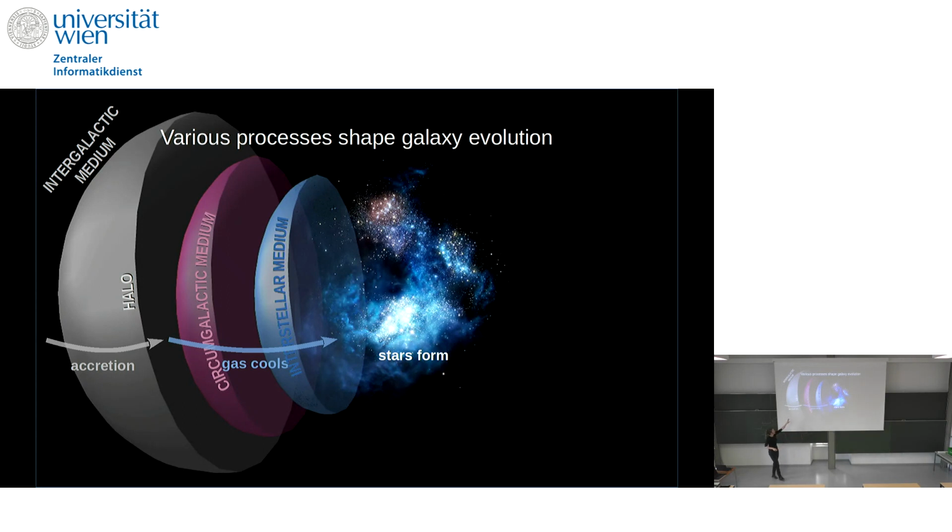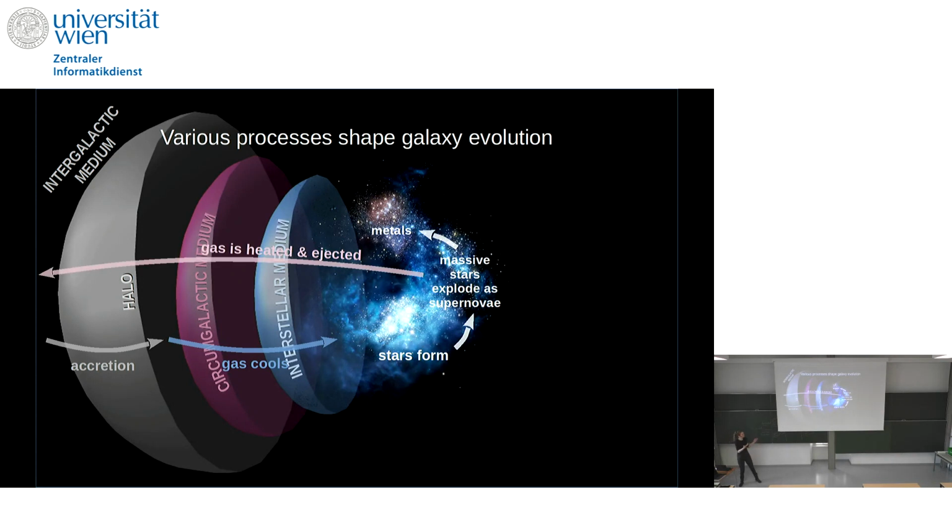So the processes are basically: you accrete gas, the gas cools, stars form. The massive stars explode as supernovae. They enrich the gas with metals. That changes the cooling and therefore the subsequent star formation. If you have more metals, then you form more low mass stars again. But also, because the supernovae inject energy, gas is heated and can be ejected from the galaxy. Therefore you devoid the galaxy of gas, and so you start to shut down star formation.